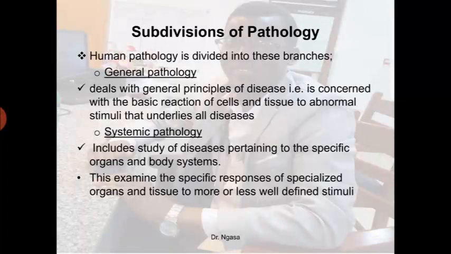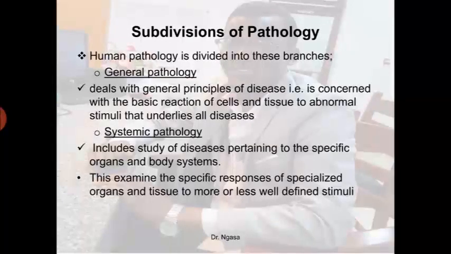General pathology deals with the general principle of disease, such as is concerned with the basic reaction of cells and tissue to abnormal stimuli. So when there is an abnormal stimuli, the way the cell or tissue reacts to that abnormal stimuli, which may lead to a disease, is explained in general pathology. So general pathology deals with just a reaction of the cell or tissue to a certain stimuli.